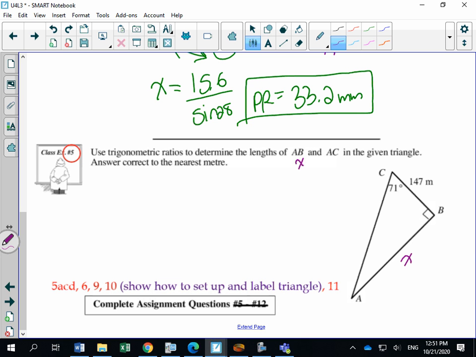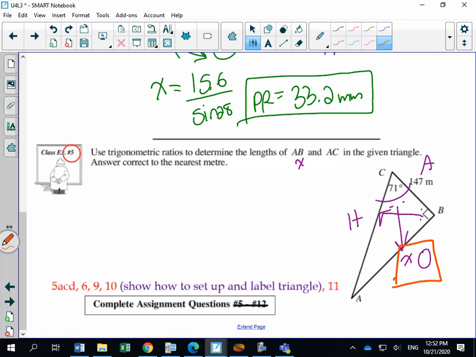Label your triangle according to 71 degrees. And we're going to find AB first. This one would be important. You would have to say, if this was a test question, AB is equal to, AC is equal to. Okay, so x would be my opposite. My hypotenuse would be here. And 147 is my adjacent. Because you guys wanted me to solve this side first, that gets boxed in.